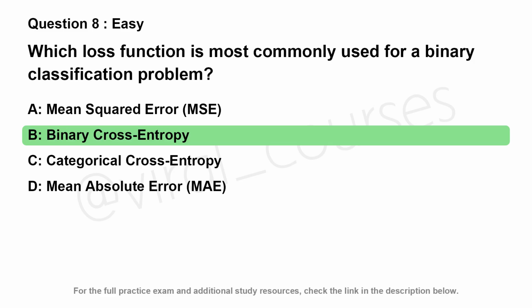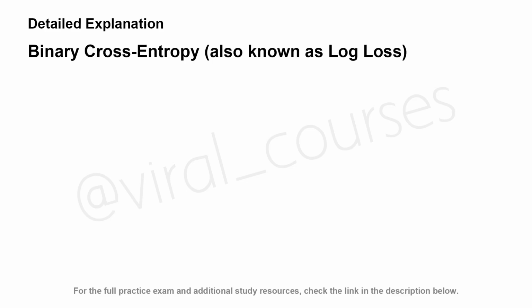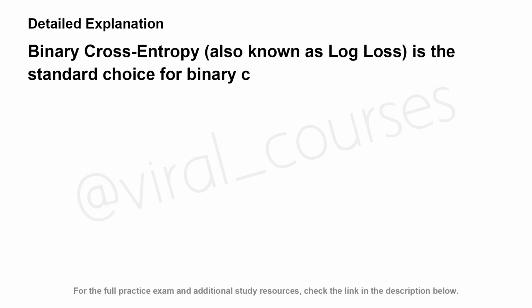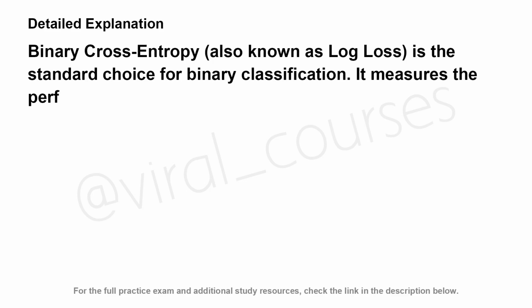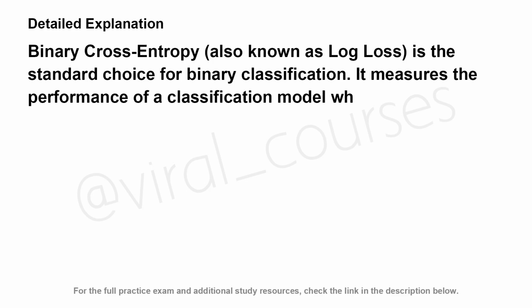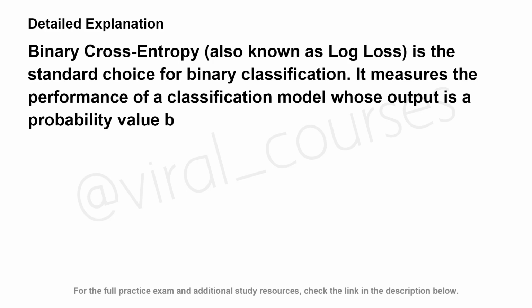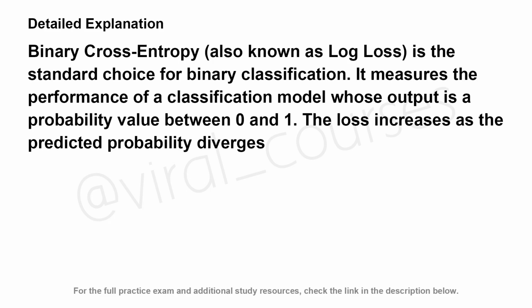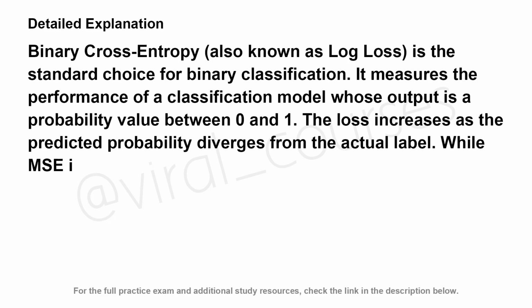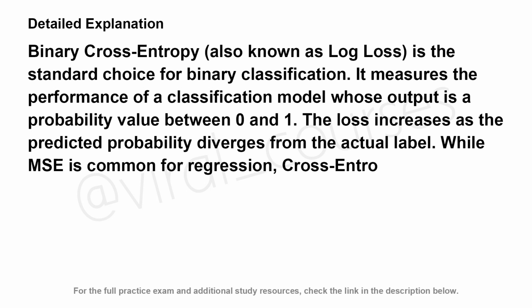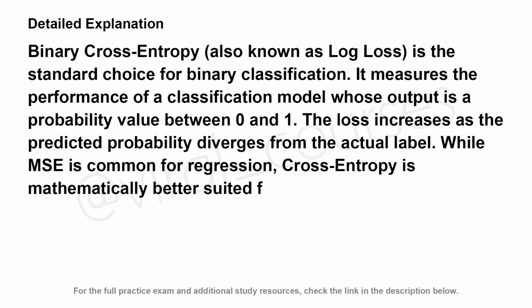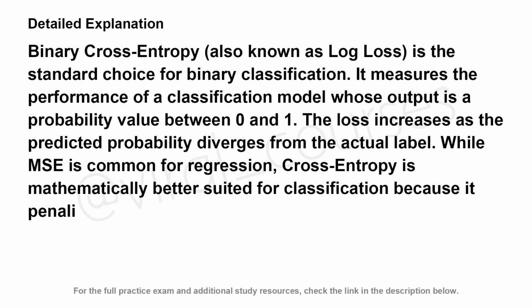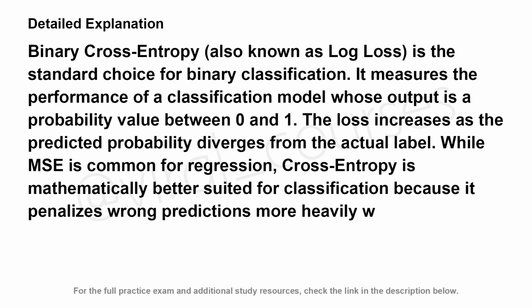The correct answer is B. Binary cross entropy, also known as log loss, is the standard choice for binary classification. It measures the performance of a classification model whose output is a probability value between 0 and 1. The loss increases as the predicted probability diverges from the actual label. While MSE is common for regression, cross-entropy is mathematically better suited for classification because it penalizes wrong predictions more heavily when the model is confident.